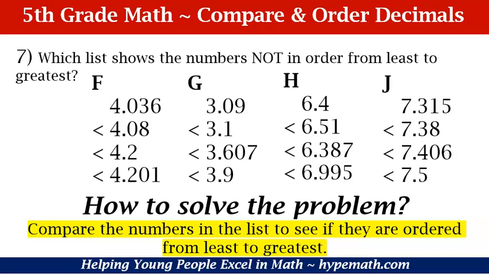The hundredths place is 2 places to the right of the decimal. In the hundredths place, I see that I have a 3, and also I see that I have an 8. Okay, we know that 3 is less than 8, so 4.036, okay, that seems right. And then we have 4.08. Okay. Now let's look at our next two numbers. We have 4.2 and 4.201.